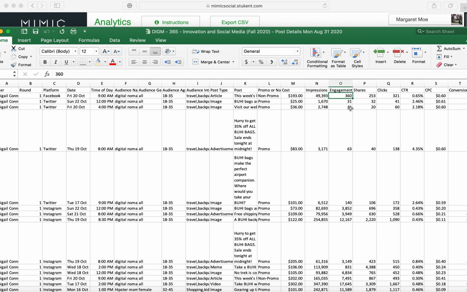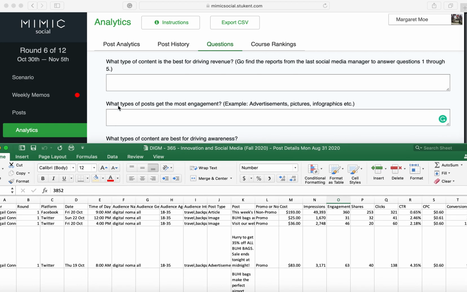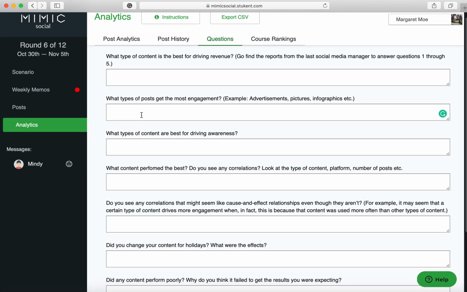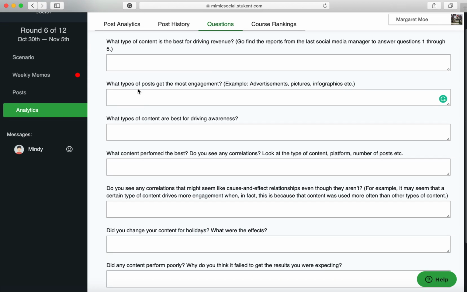And that was more engagement than this image or this image. And it's more engagement than that one. And more engagements than this image. However, this image had 3,852 engagements. So by far, that particular image had a higher. So now you answer this question based on what you've learned, which type of posts get the most engagement. And here, image is what I would put, or picture.